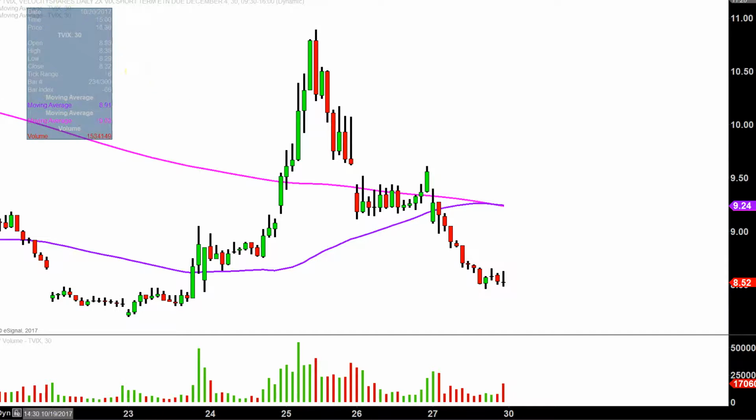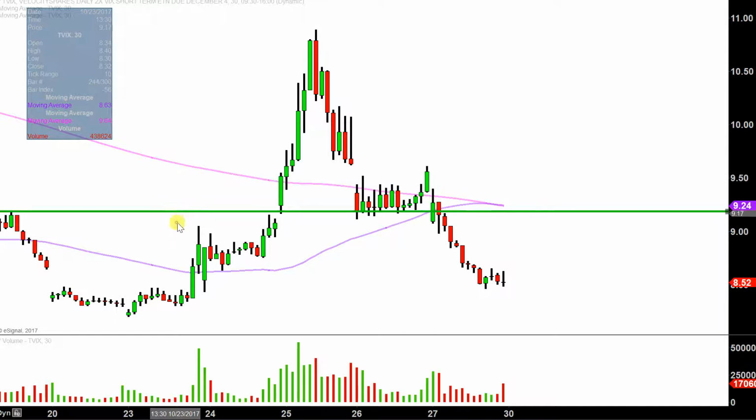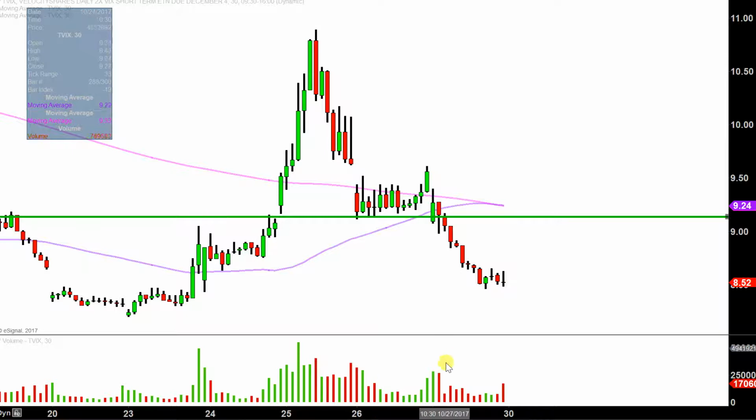And the key level that I was keeping an eye on going in today, when curious about all these volatility products, was the support that had been established. And that level was right down here at about $9.15. There was quite a bit of history around this area.